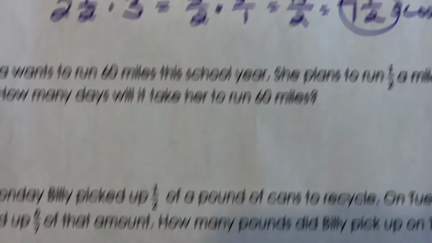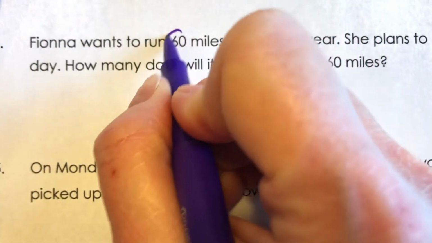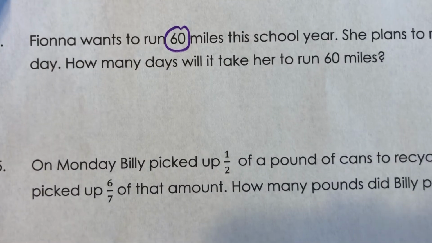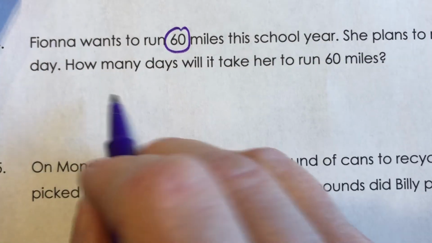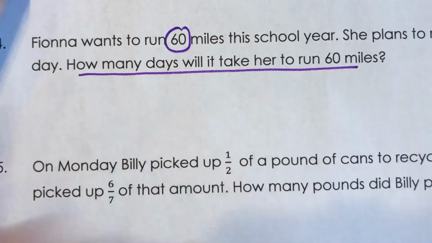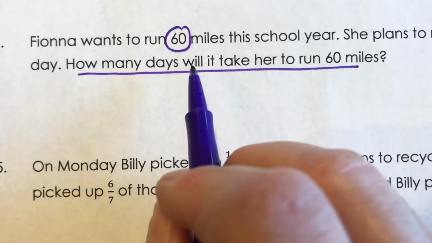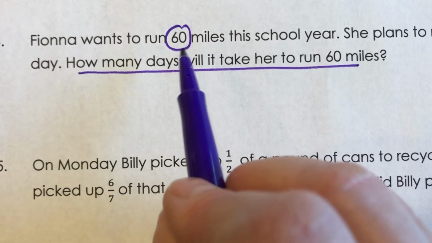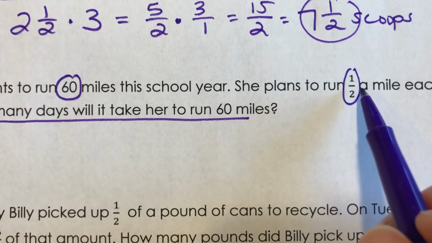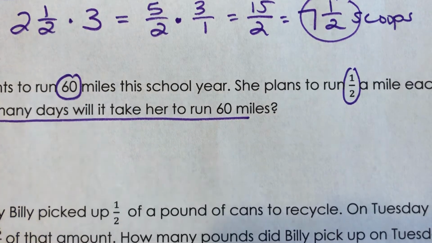Okay, we're halfway there. Number 4, Fiona wants to run 60 miles this school year. She plans to run 1/2 of a mile each day. How many days will it take her to run 60 miles? So with this question, we know she wants to run a total of 60, right? So you're given the total, and basically we want to know how many halves there are in 60.